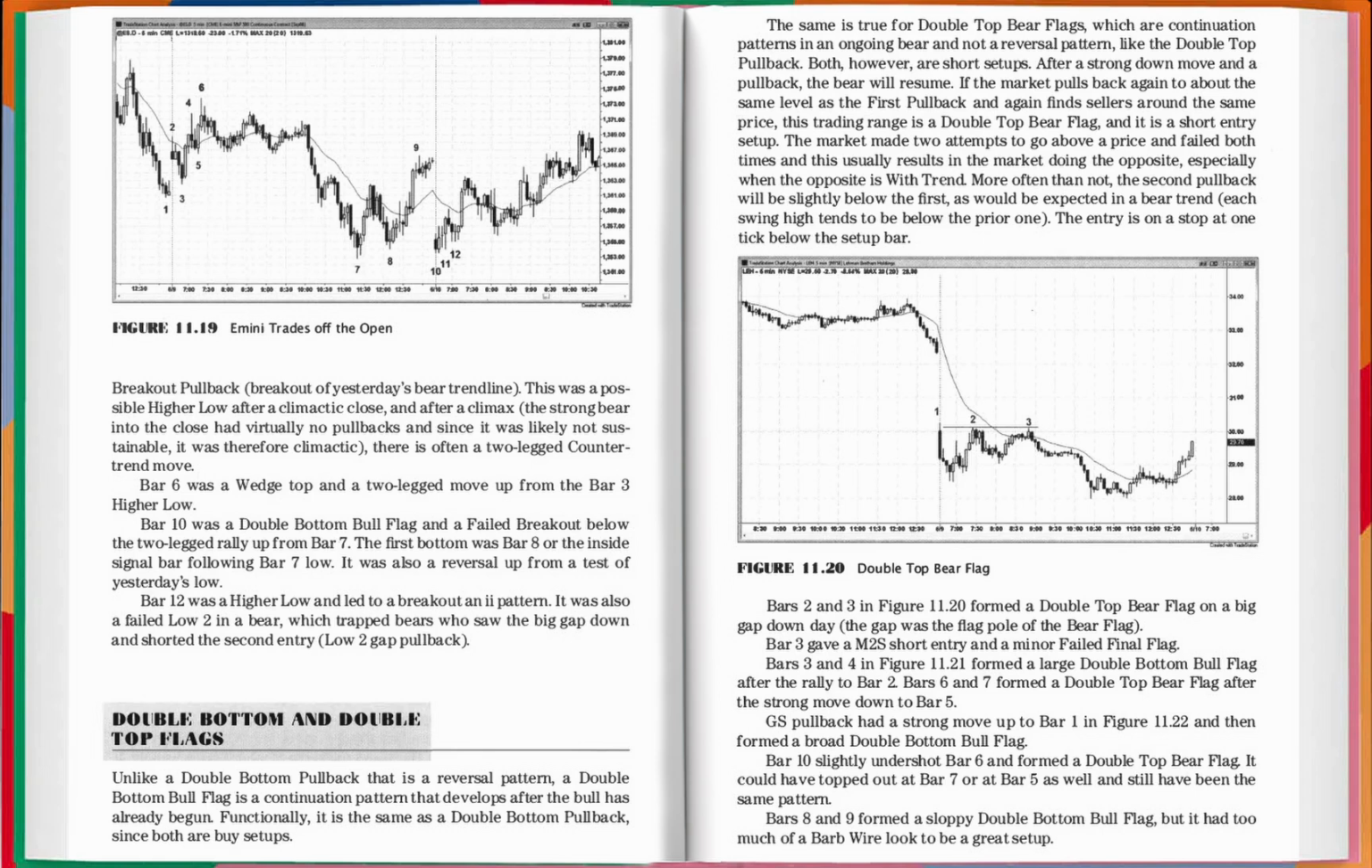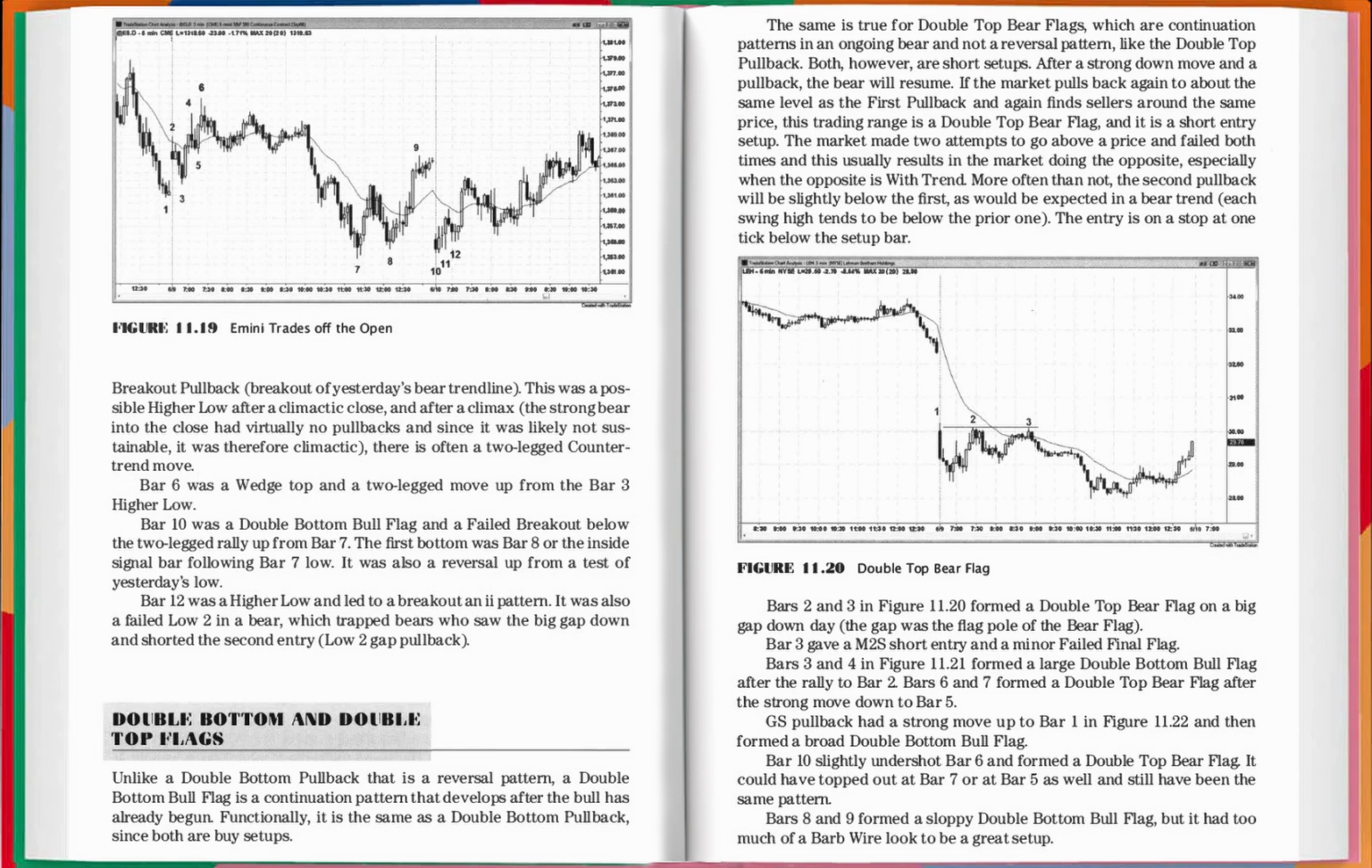This was a possible higher low after a climactic close, and after a climax, the strong bear into the close had virtually no pullbacks, and since it was likely not sustainable, it was therefore climactic. There is often a 2-legged countertrend move. Bar 6 was a wedge top and a 2-legged move up from the Bar 3 higher low.